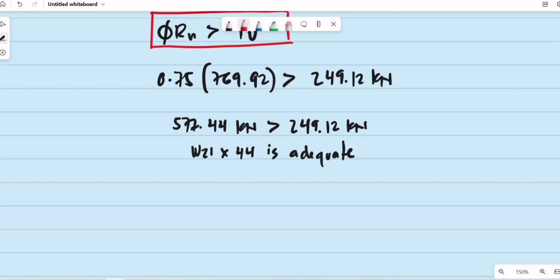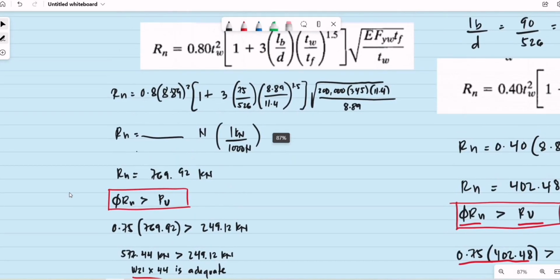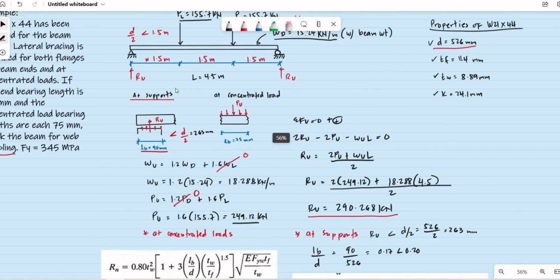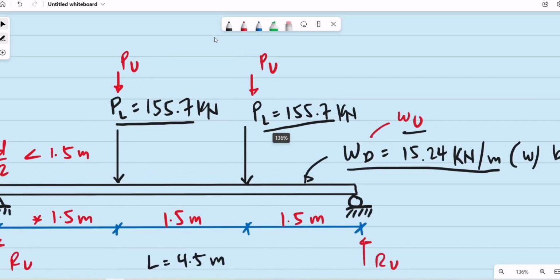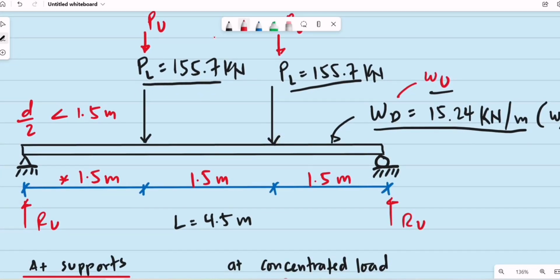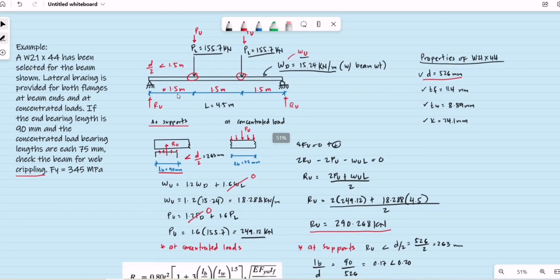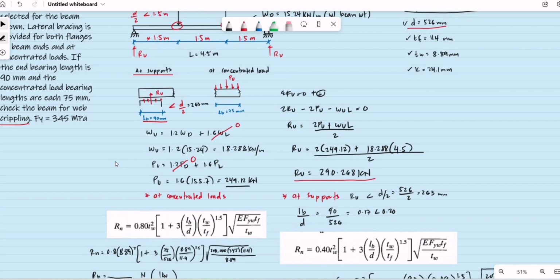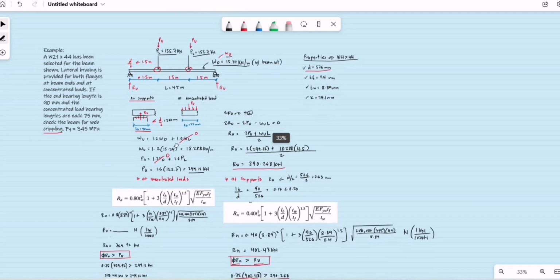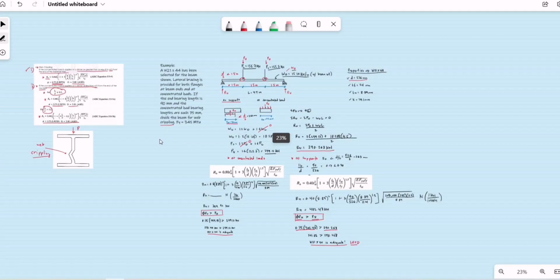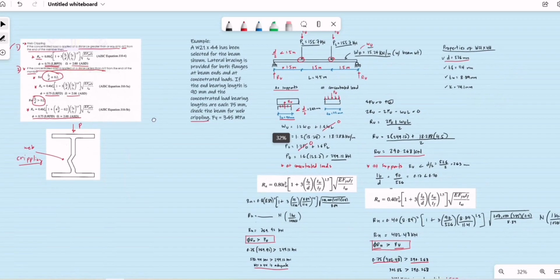Since it is adequate, we can conclude that there will be no web crippling under each concentrated load at these points. So no web crippling for support reactions, and no web crippling under the concentrated loads. So this will be our solution for this example on web crippling.